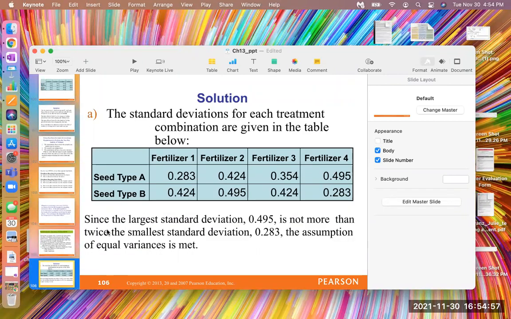They found the largest standard deviation, which is 4.495, and they made sure that that is no more than twice the smallest. So twice the smallest is 2.283. If we double that, it's about 0.6, and 0.49 is no more than 0.6. So that is met.